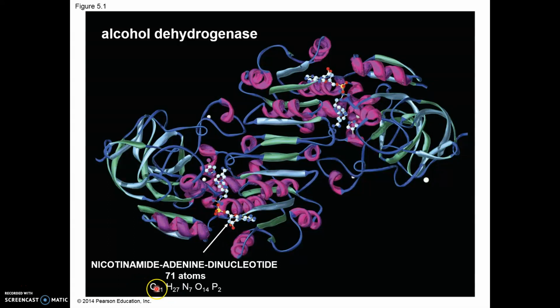And here's the structural formula: C21, H27, N7, O14, P2. So this subunit, this little piece that is included in the overall enzyme, is already 71 atoms. So how big must this thing be? Well, we're talking about nearly 6,000 atoms to build this overall structure. So when we mean large, we mean large.